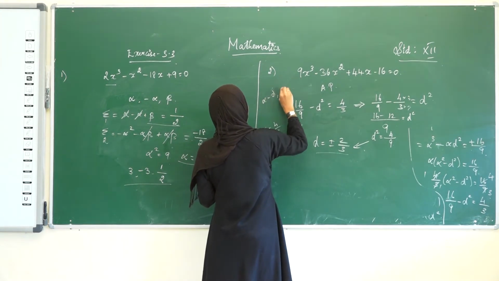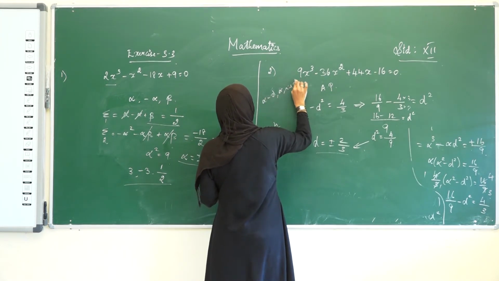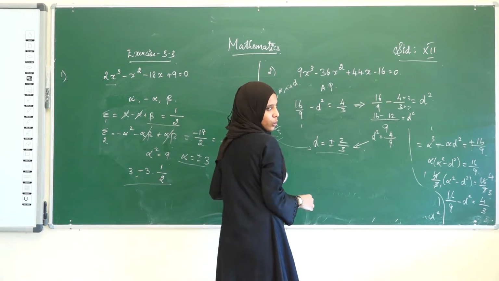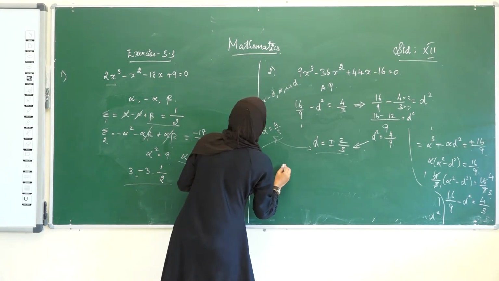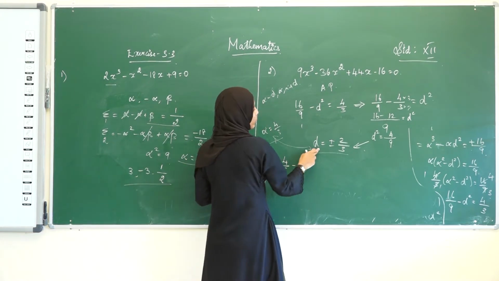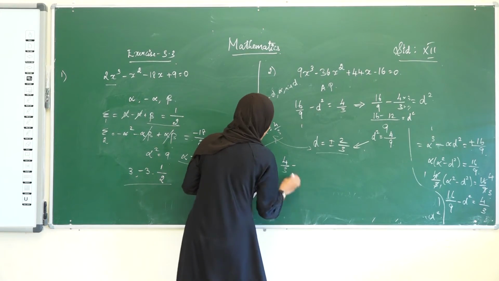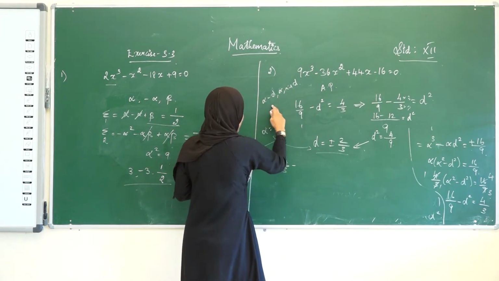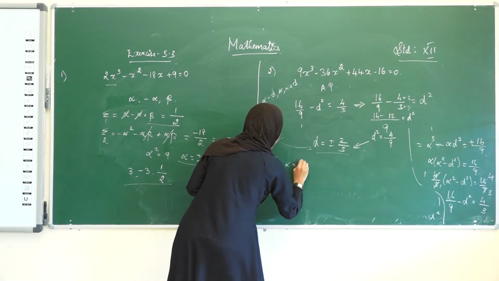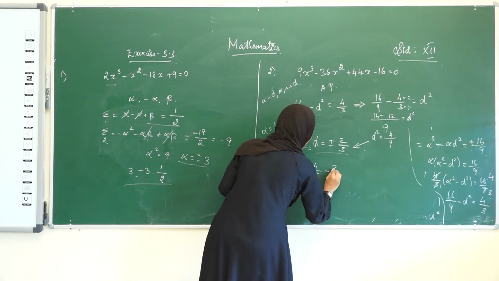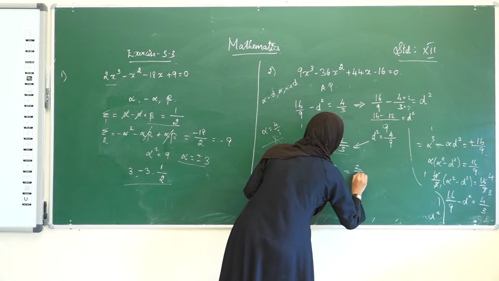What are the roots? Alpha minus d, alpha and alpha plus d. Using these two values, we are going to find the roots. Alpha minus d is 4 divided by 3 minus, when we take the value of d as plus 2 divided by 3, d is equal to 2 divided by 3. So alpha minus d is equal to 4 divided by 3 minus 2 divided by 3. The value is 2 divided by 3.